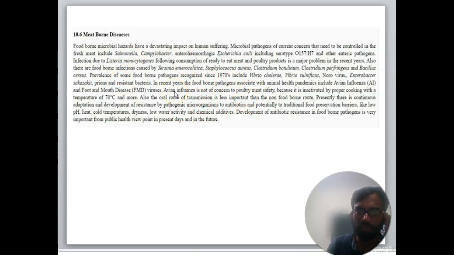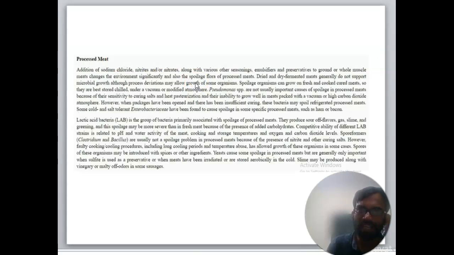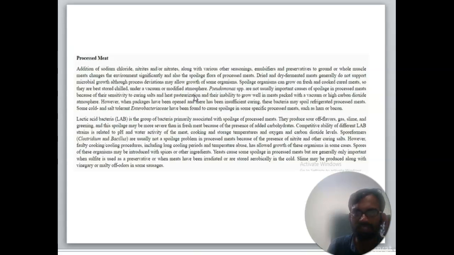You can find out what the bacteria are, especially Campylobacter and Salmonella. These are the major ones you can find in meat spoilage. And you can see here the processed meat, how the meat is processed, and what role the lactic acid bacteria will play. These we will discuss in detail in the next class.